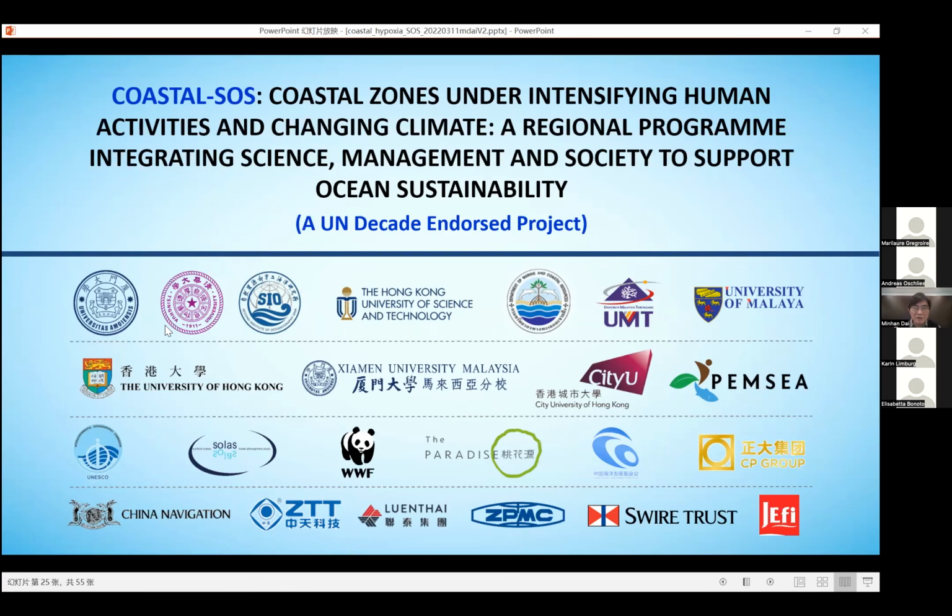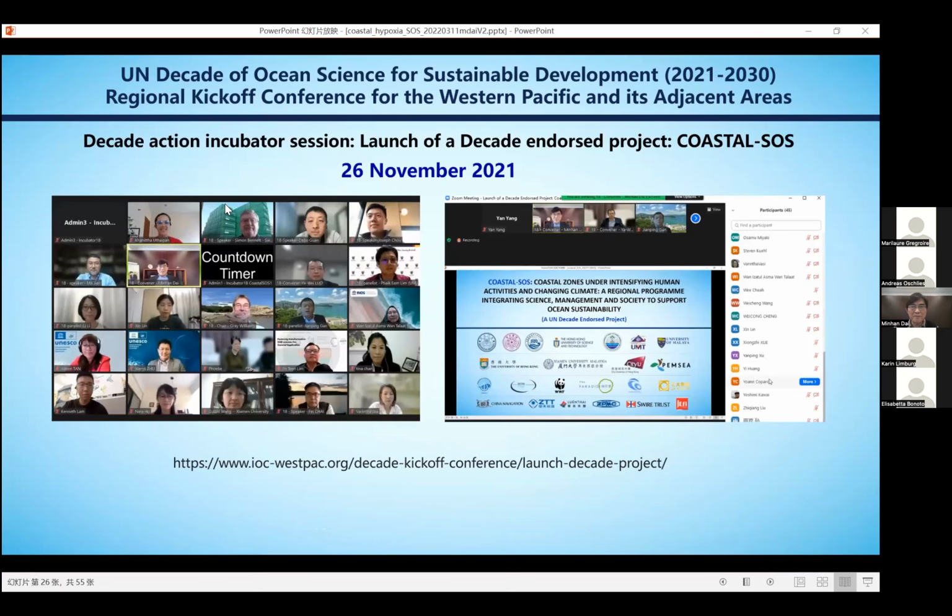I showed a lot of logos spanning academic institutions, foundations, and industry sectors. So this is really a cross-sectoral partnership formed to try to tackle this integration between science, management, and societal development. This project was officially launched on November 26th last year at the UN Decade of Ocean Science event, the regional kickoff conference for the West Pacific region.